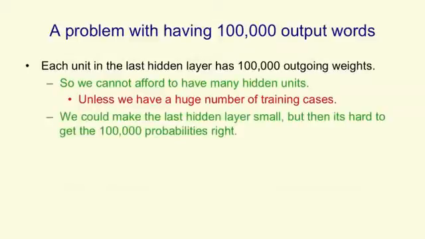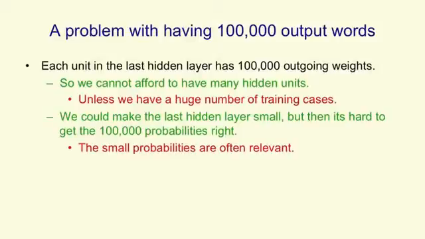We could try and make the last hidden layer small so we don't need too many weights, but then we have the problem that we have to get the 100,000 probabilities of the various words that might come next fairly accurately right. It's not just the big probabilities we need. A very large number of words will have small probabilities, and the small probabilities are often relevant. It might be that the speech recognizer has to decide whether it's two different rare words, and then it's very relevant which of those is more common in the context, even though both of them are pretty unlikely.